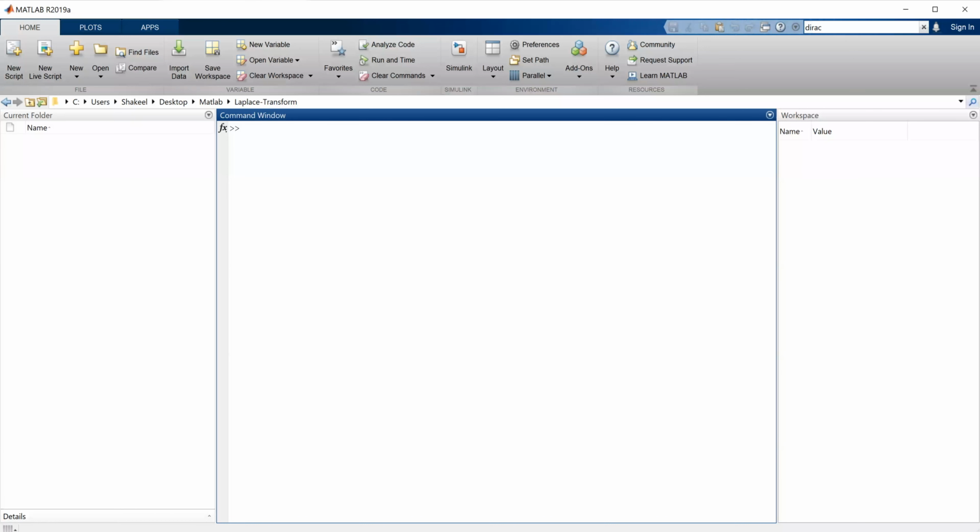Welcome. In this session, we will learn how to take Laplace transform in Matlab. Let's start our Matlab. So this is Matlab. Now, to determine the Laplace transform of any function, Matlab uses the symbolic toolbox.